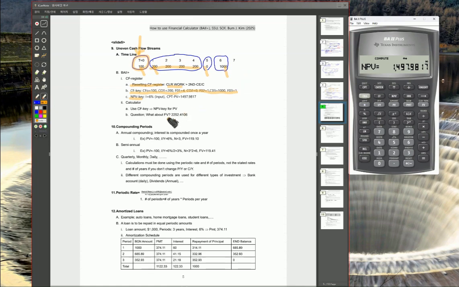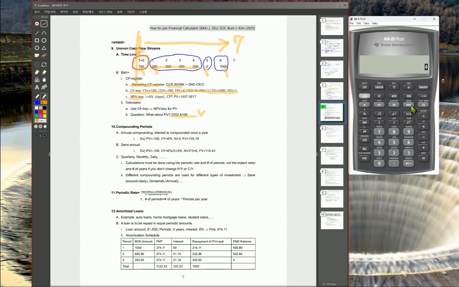So what about the future cash flow? Which means 1497 is the present value of all those 7 cash flows. Now the question is finding the future value here, at t equals 7. You simply use this as a present value. N is 7, and the interest rate is 6%.